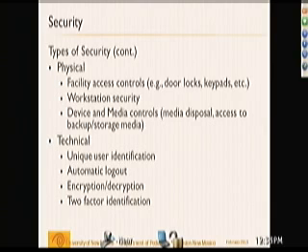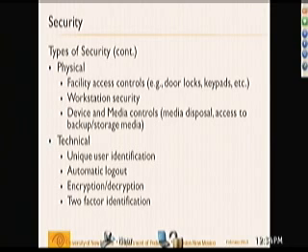Device and media controls. When a CD is no longer needed, what happens to that CD? Is it shredded? Is it destroyed in some way? Where are you keeping your backup media and storage media? Is it off-site? Is it locked up? Is it accessible to anyone? Yeah, you get the idea.